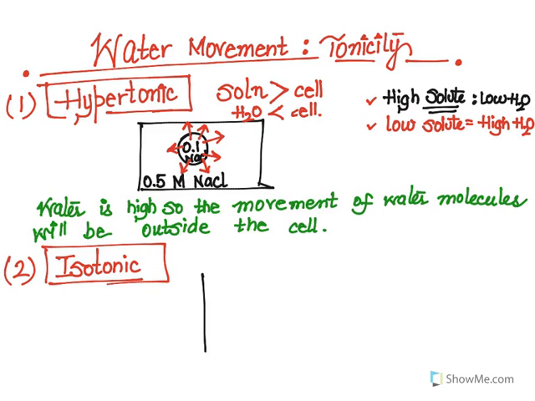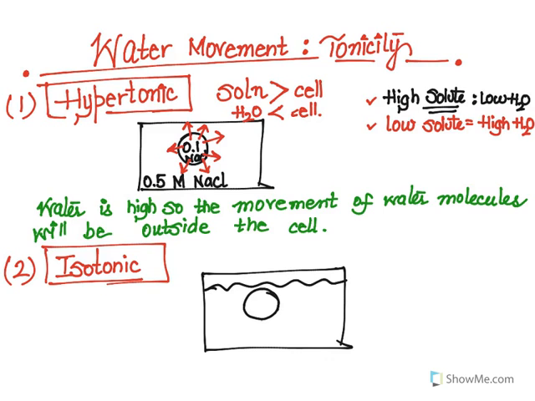Now, let us take a look at isotonic. In the isotonic solution, basically what we have is it's similar. It is equal to, so it's going to be 0.1 is the solute concentration, and it's 0.1 outside the cell also. So what will happen is an equal amount will go into the cell and pretty much the same amount comes out of the cell. Solution and cell are the same.